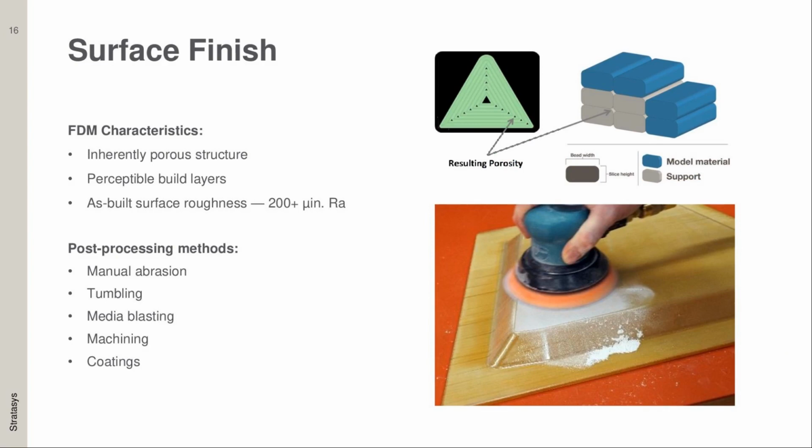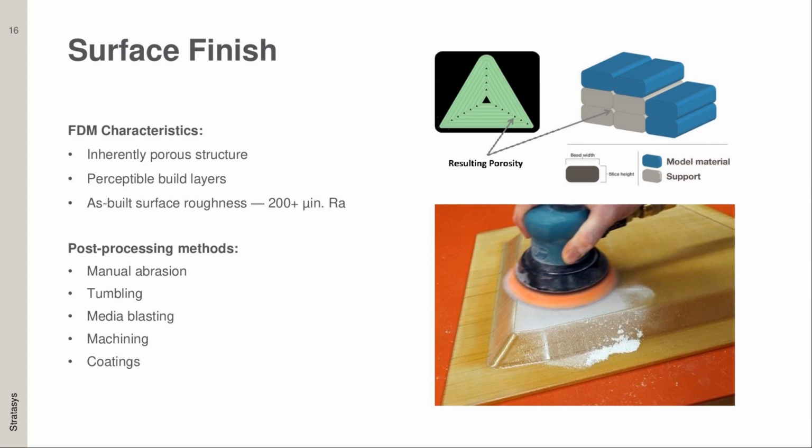Other things. As I mentioned, there is a step associated because we're extruding beads of thermoplastic. So the surface finish may not be acceptable for what you're doing. In general, FDM parts are inherently porous, as you can see in the image on the upper right, and there's going to be a perceptible build layer. So just to give you a ballpark number, out of the printer, you're looking at a surface roughness of almost above 200 microinches of RA. Now, fortunately, there are ways to bring this down. You can manually abrade it, so use a sander, you can tumble it, you can media blast it, you can machine it.